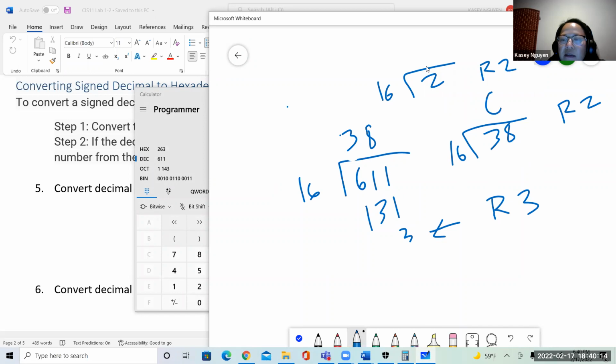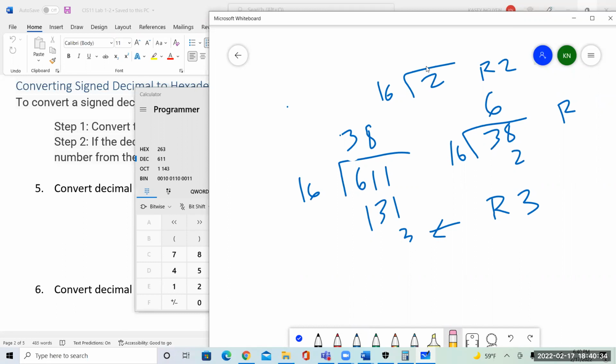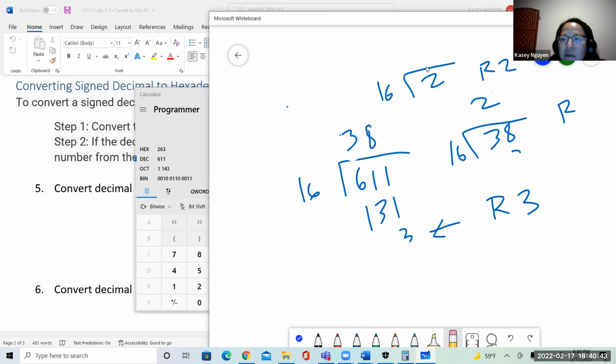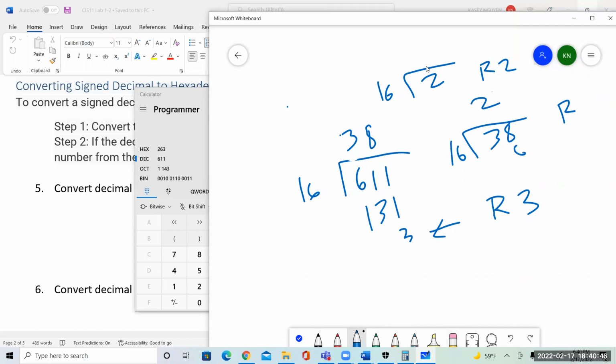So that should be 6. 36 is 2. And then 32, 38. So this should be... Okay, 16 going into 38 two times, I believe. You had it right. And at the bottom, it should be 32. Yep. The remainder is 6, yes. Yeah, because it's 12 here. That's right, 6. Okay. So that will be your 263.